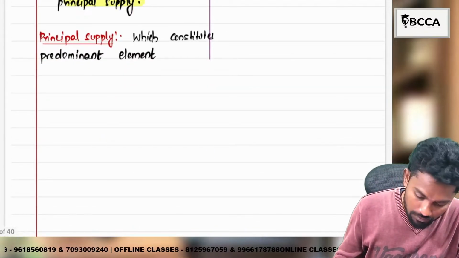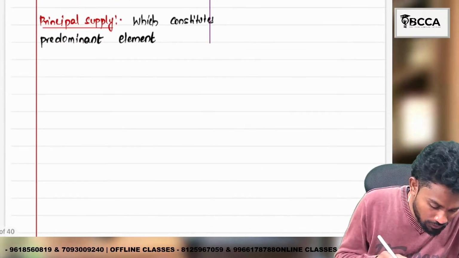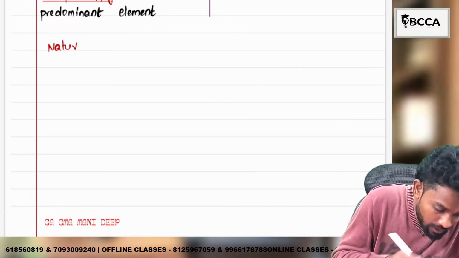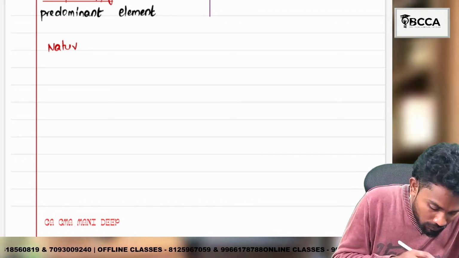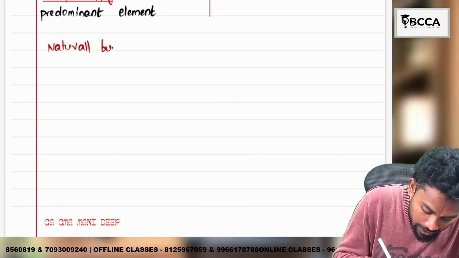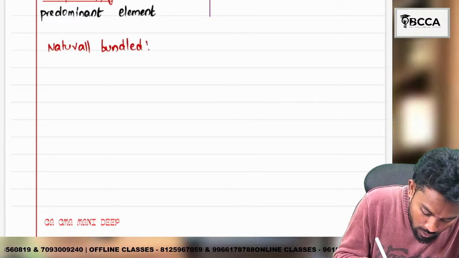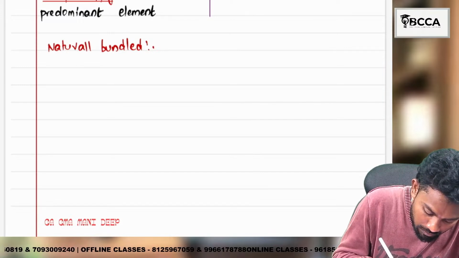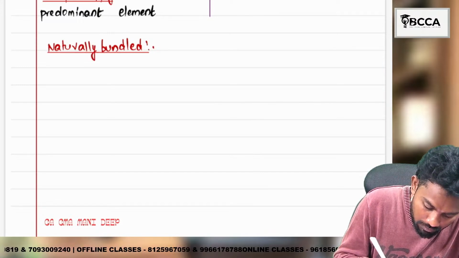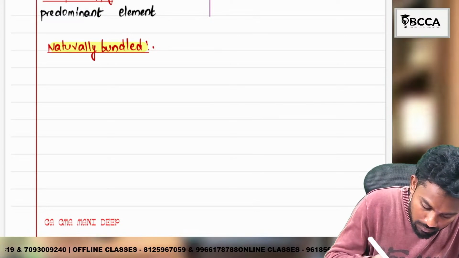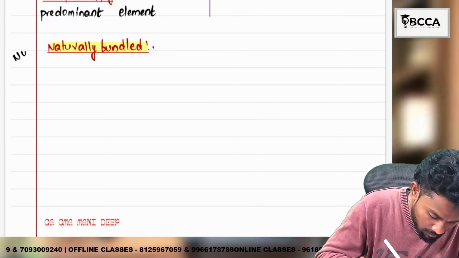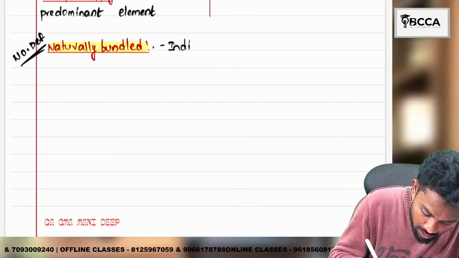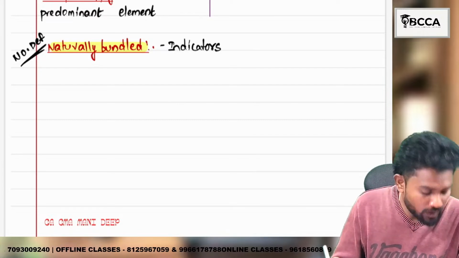Then you should find out naturally bundled. Okay, you should understand what is called naturally bundled. Sir, for naturally bundled, actually there is no definition given. There are only certain parameters. There is no standard definition. They are only just indicators.